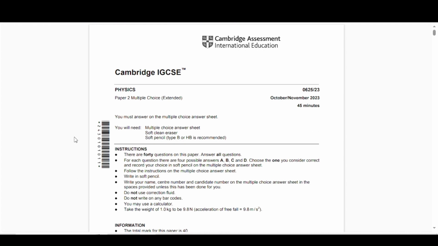In paper 4, I'm a bit more selective, so I don't do all the papers from last year. What I do instead is go through papers from 2020 all the way to 2023 to see if there are any really interesting questions that are worth looking at, which also reinforce the concepts that we looked at in the previous video.